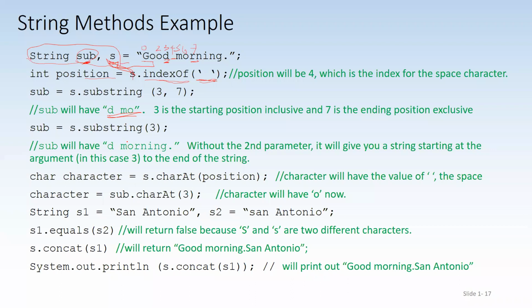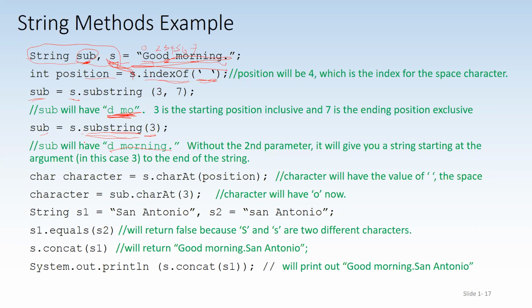Do you have any questions, everybody? Sub will have this value now, and S still has this value. It didn't change. And then we will do sub is equal to S dot substring 3. Substring is a method, everybody. Spell out fully substring. This means you start from 3 and you go all the way to the end. So this will have this string. If you do not have a second index, then you go all the way to the end.